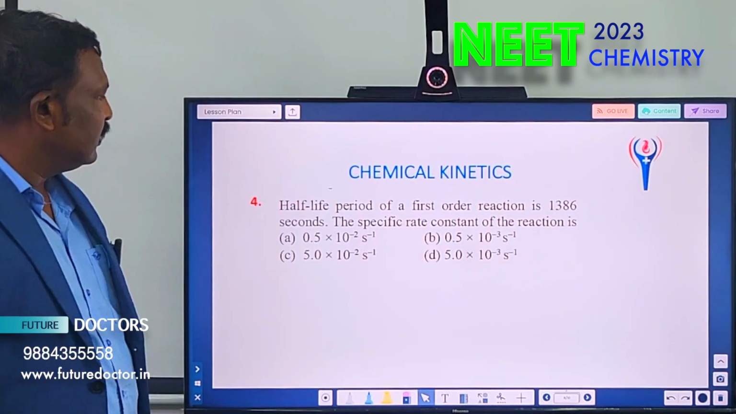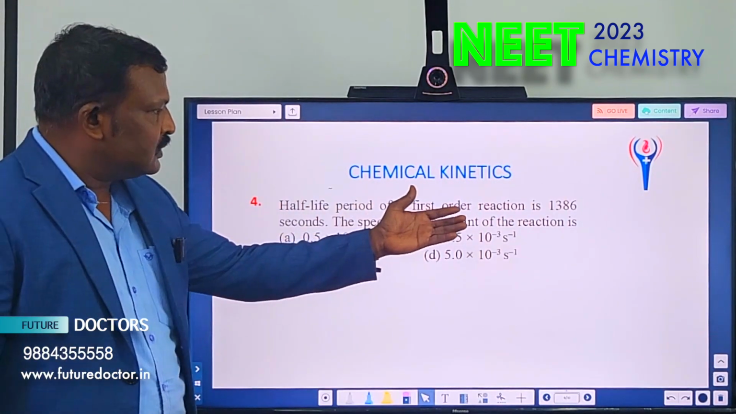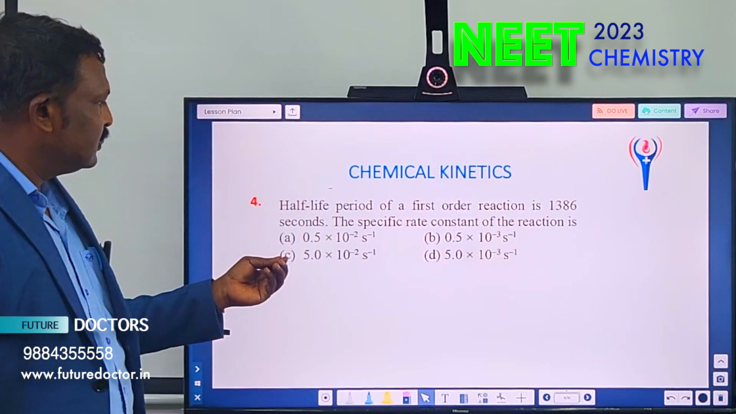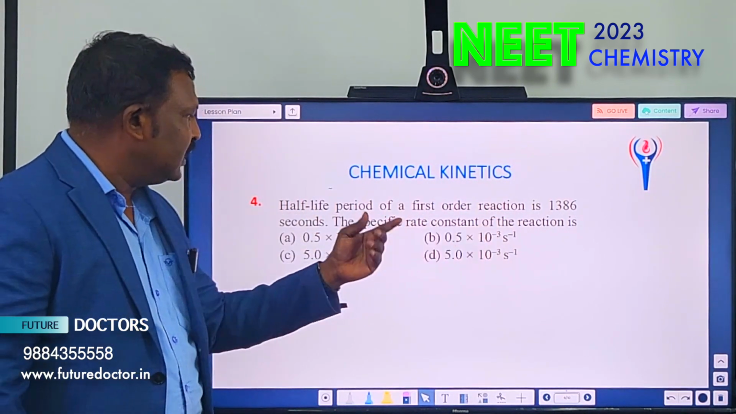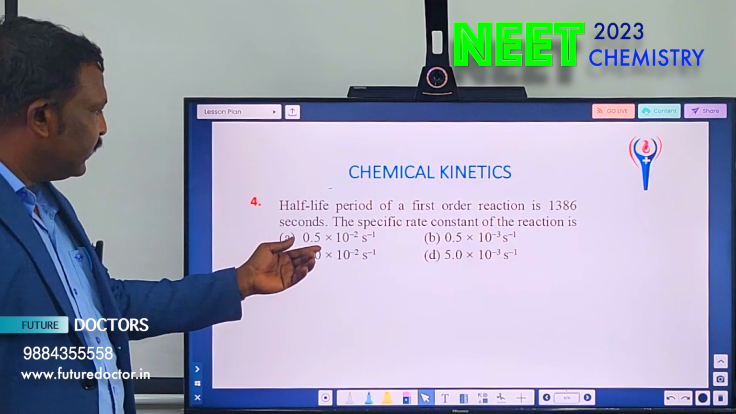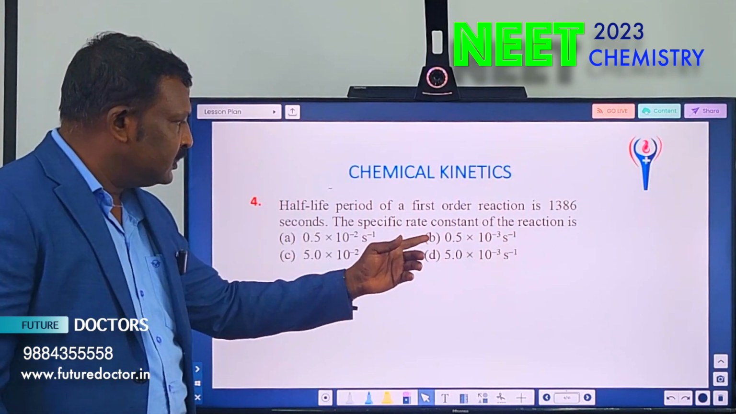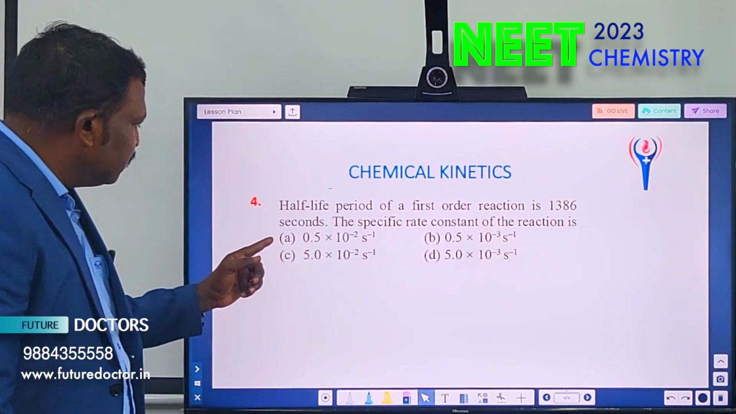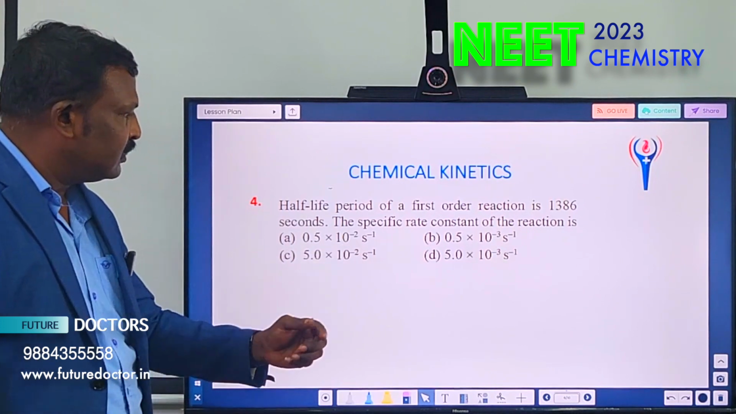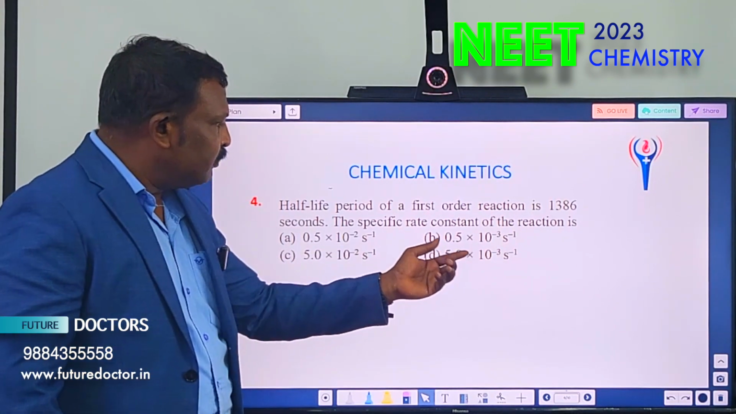Next question, the fourth one. The half-life period of a first order reaction is 1386 seconds. The specific rate constant of the reaction is dash. Option A 0.5 into 10 power minus 2 per second. Option B 0.5 into 10 power minus 3 per second. Option C 5 into 10 power minus 2 per second. Option D 5 into 10 power minus 3 per second.